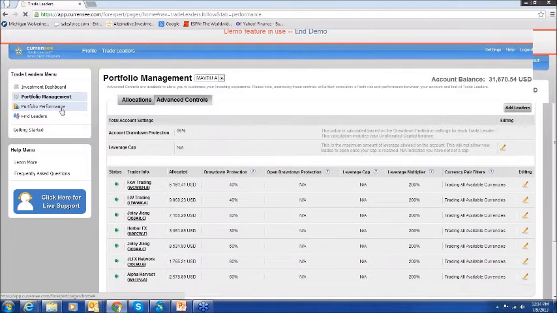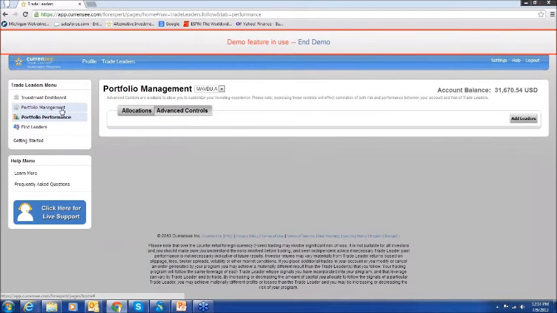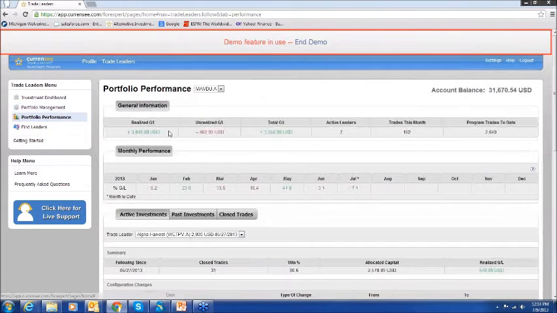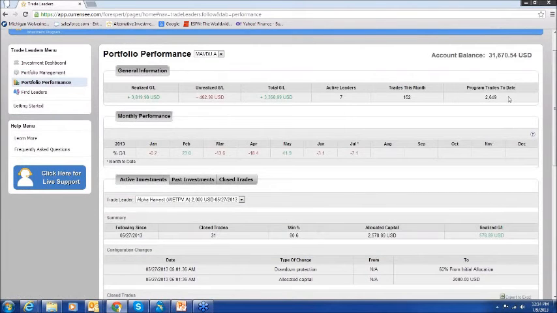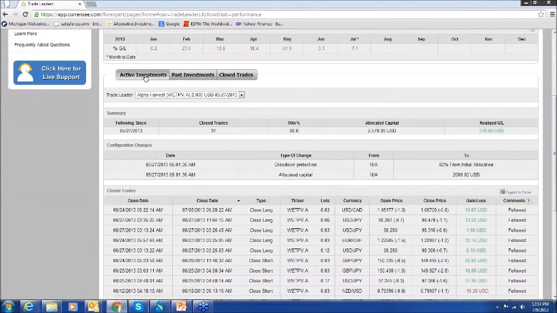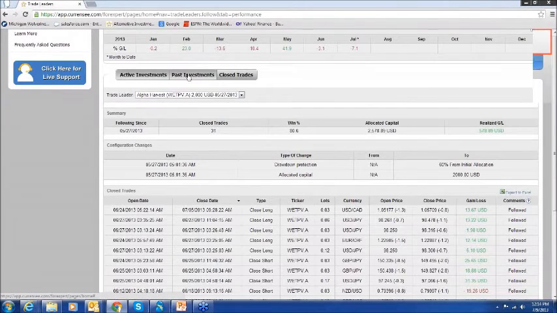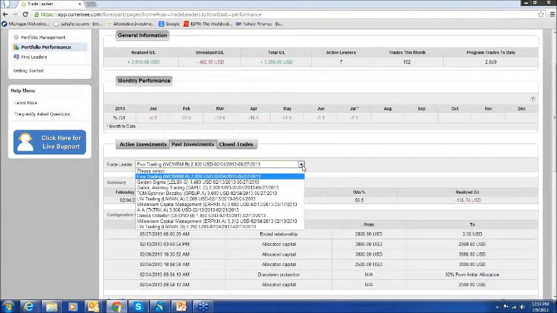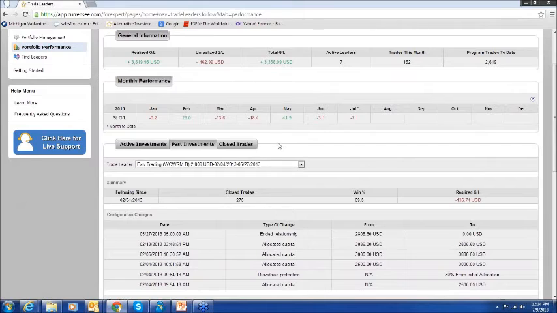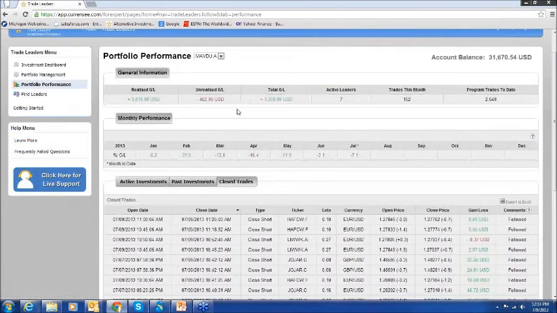The final tab takes us to portfolio performance. Again, general account information across the top of the screen. You then come to monthly performance, how your account has fared on a month-to-month basis. Active investments, this tab simply shows how your portfolio is currently allocated. Past investments, traders that you have allocated to in the past with results there. And then finally, closed trades.